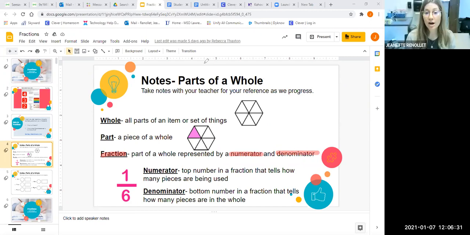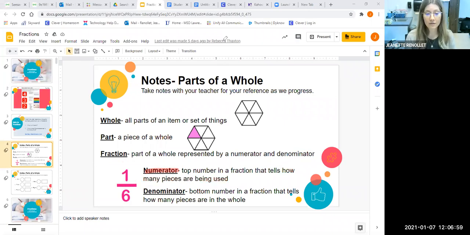Don't forget, those are important math words. Let's talk about what those words mean. The numerator is the top number in a fraction, and it tells how many pieces are being used. So when we have a unit fraction, the numerator is always 1 because it's talking about one of the parts.